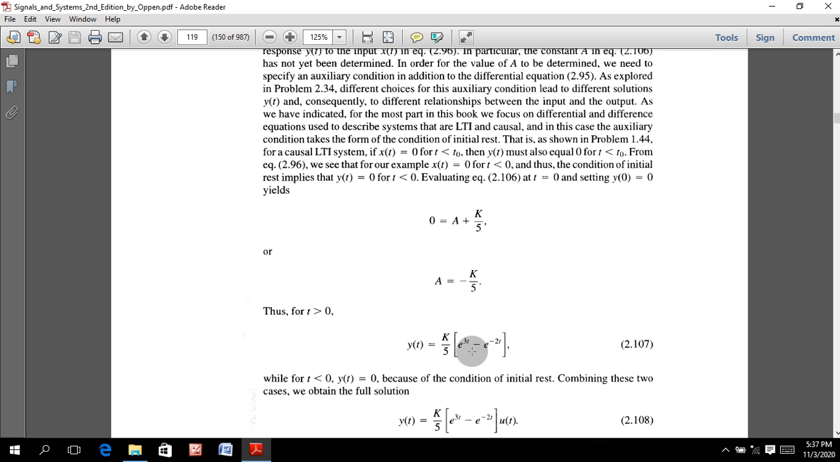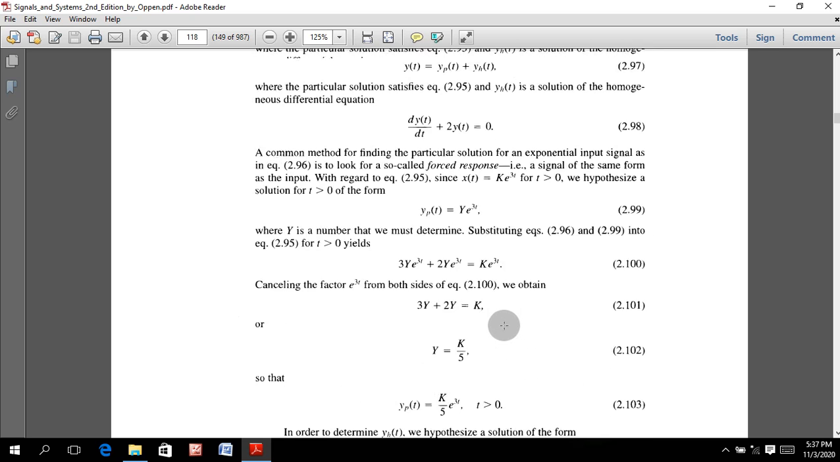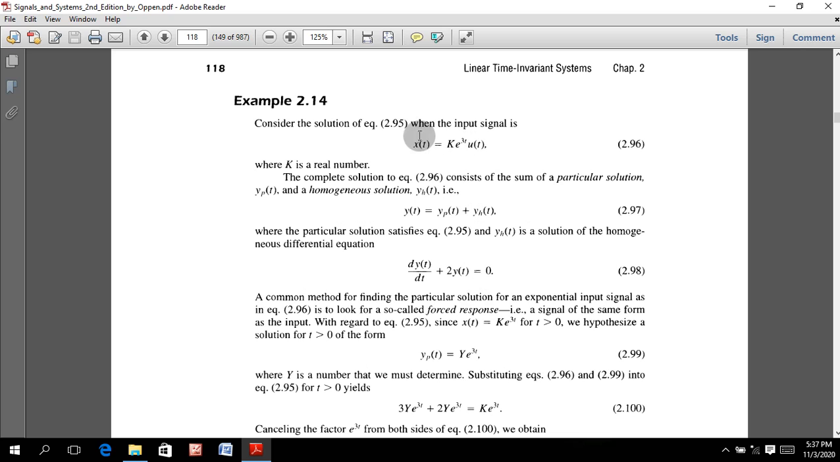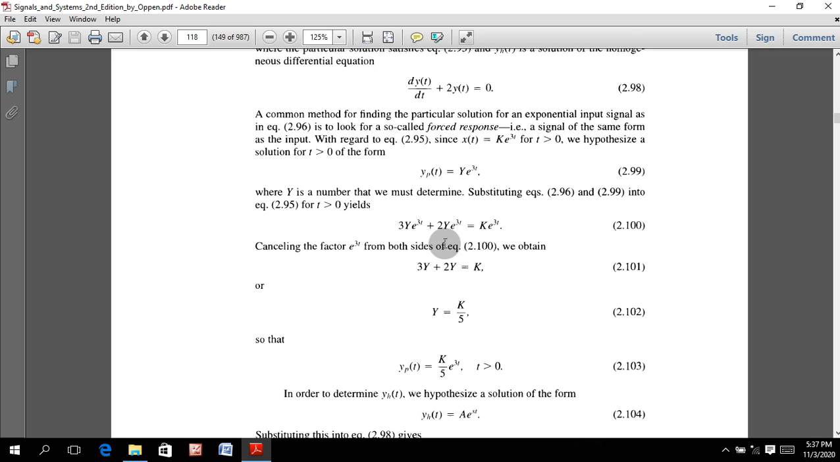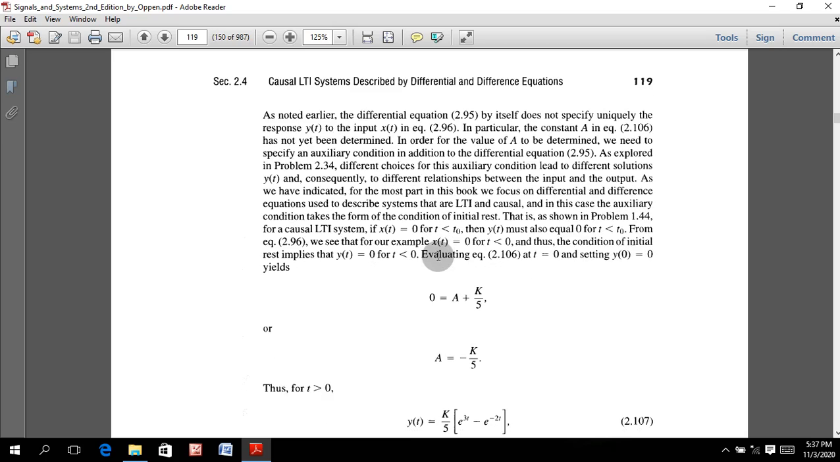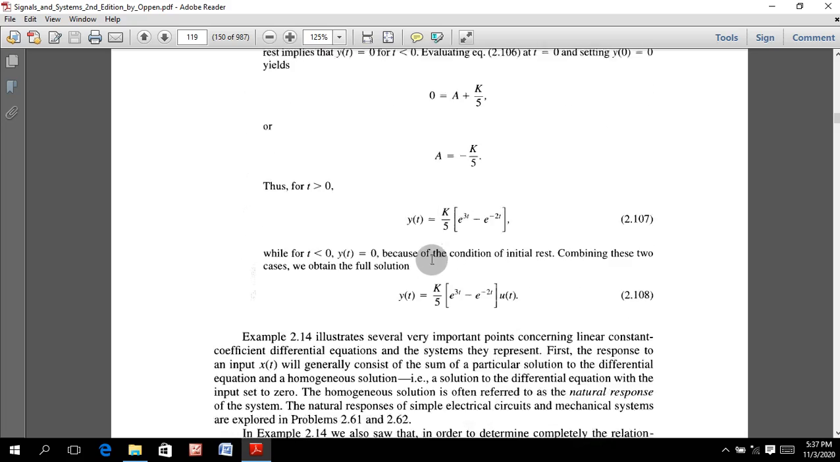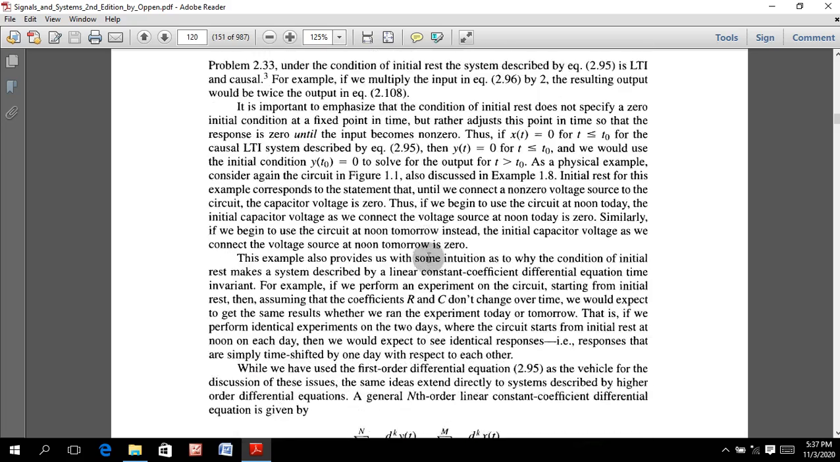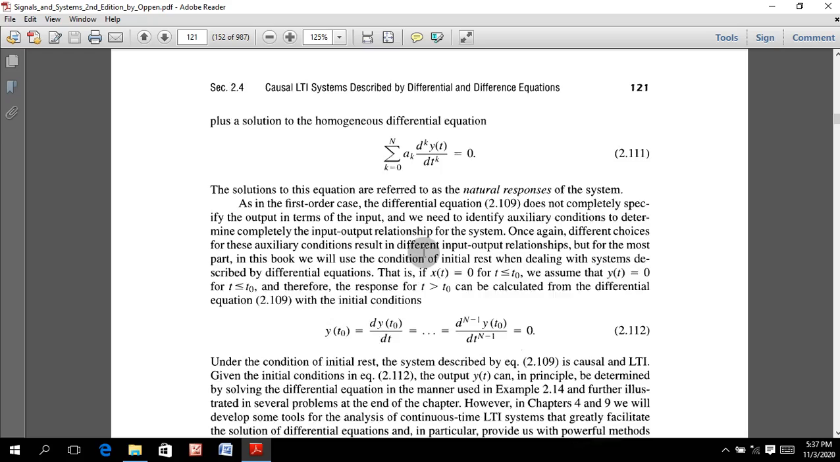Using the input equation, and as we know how to get the output signal using the first order derivative, we extract the signal using the particular solution and the homogeneous solution. Okay, so these are the steps. This is the output of the specific signal. Now we'll go through another example also.